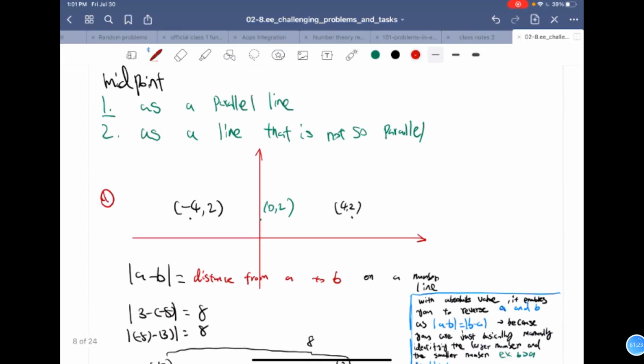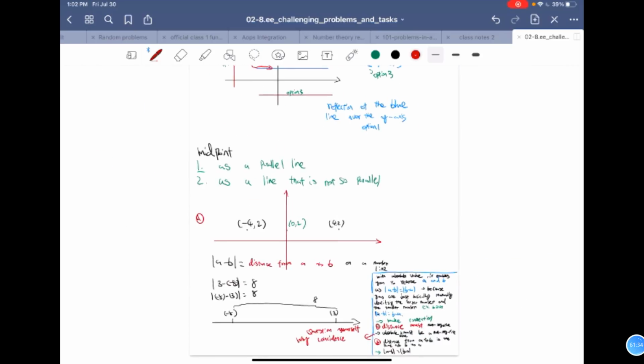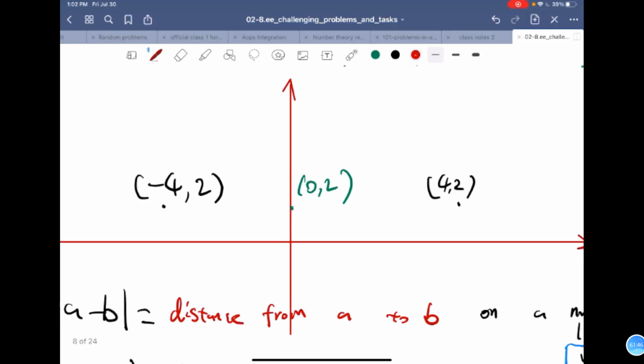All right, let's continue. The midpoint between negative 4, 2 and 4, 2 is 0, 2, right? Simple. And that is when we were talking about the midpoint on a line that is parallel. In other words, they all have the same y coordinate. They all have the same y component. So this line is parallel to the x-axis, right? So it's simple. You just add this up.